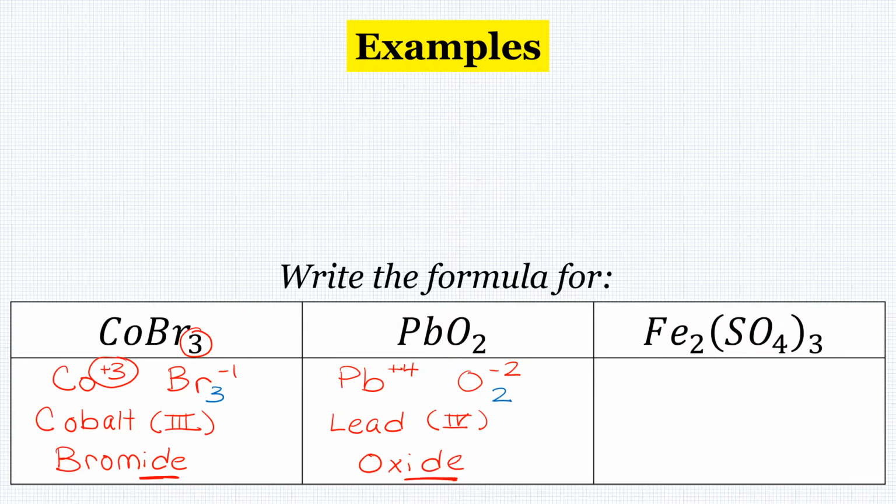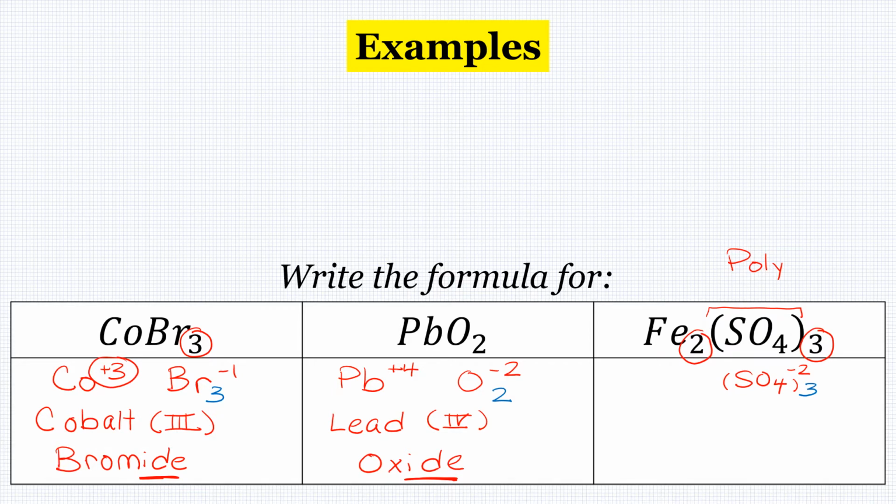All right, last example here. So I see something in parentheses, so this screams polyatomic. And we have 3 of them. So I look this one up in my table. This is sulfate. Sulfate, SO4, has a charge of -2. And we have 3 of these. But we have 2 irons.